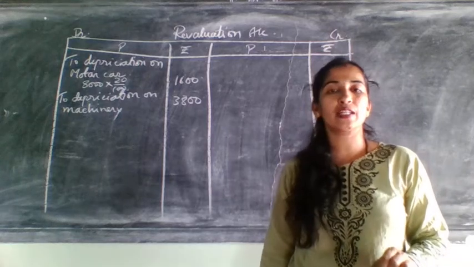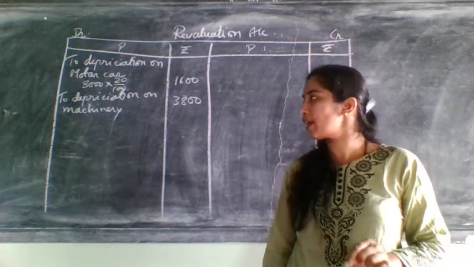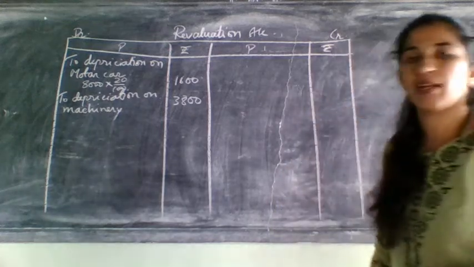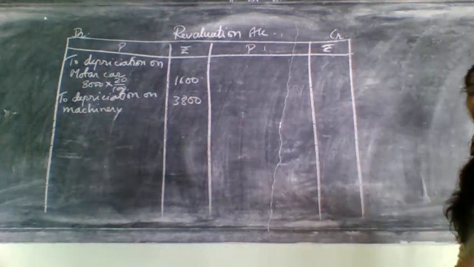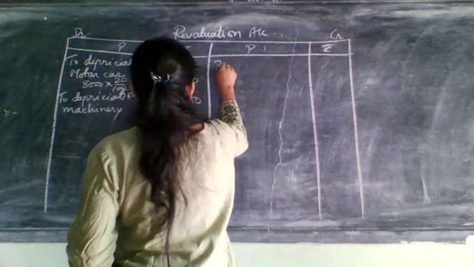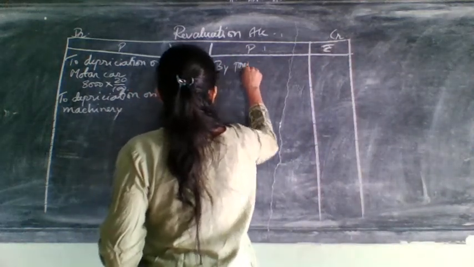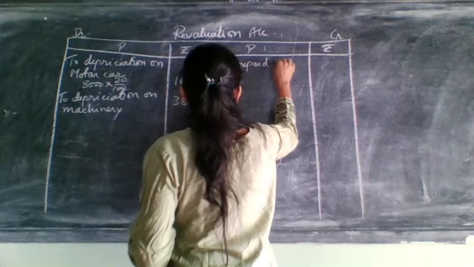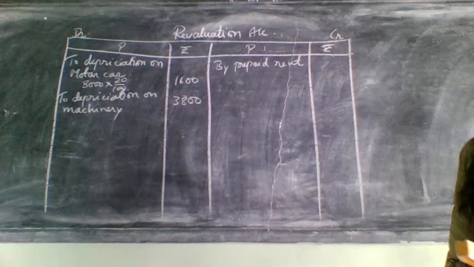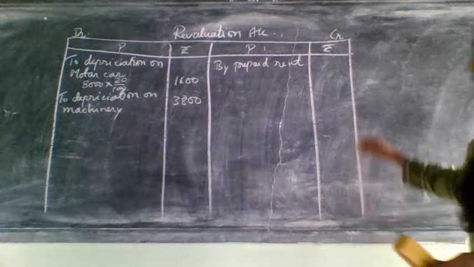Next, prepaid rent, rupees 600. Prepaid rent is nothing but an unrecorded asset. Which side will an unrecorded asset come on? It is like income: the more there is, the more your income will be. So it will come on the credit side. For prepaid rent, there is no need to do anything. Just write the value they have given here.